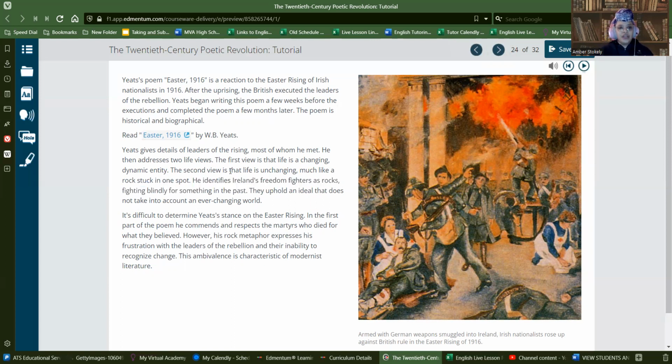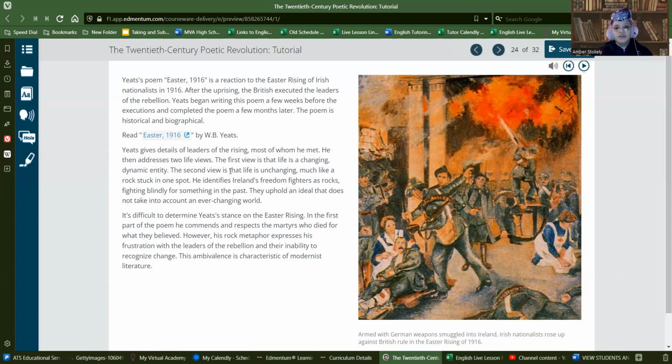So even though he's reflecting on this, and he does want freedom for Ireland, he recognizes that the thing the people are fighting for is an ideal from the past that doesn't take into account how different the world is now. Because he talks about both of these stances, life changing, being dynamic, and unchanging, by basically saying, even though the Irish have been fighting for freedom for so long, they're not going to get it. In a way, it's unchanging.